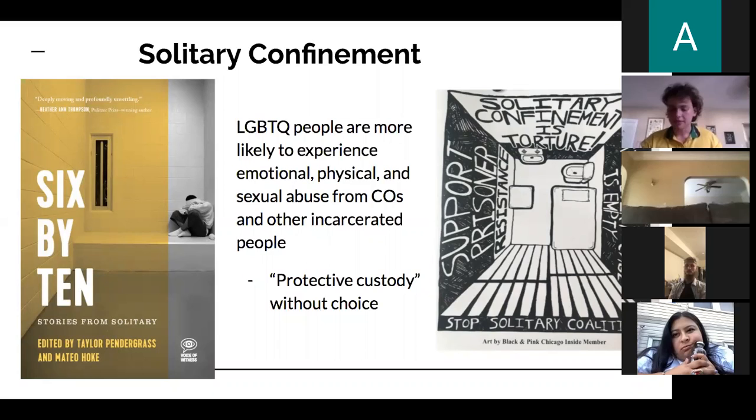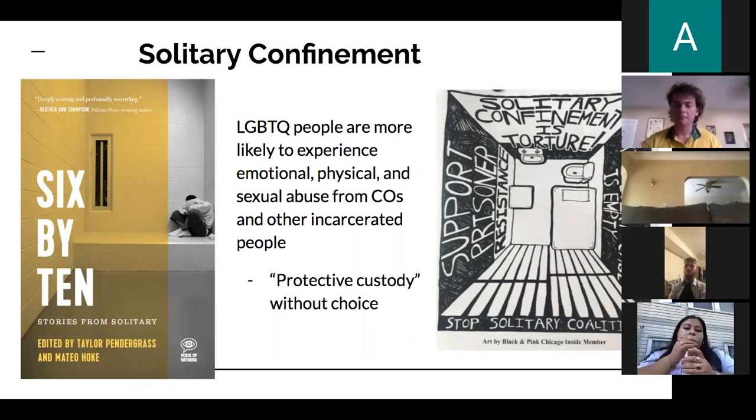Solitary confinement for more than 15 days is actually considered to be torture by the United Nations. And people in solitary are in individual cells for 23 or 24 hours a day. They can't participate in educational or vocational programming offered at the facility. They can't work, and they can't receive visitors.